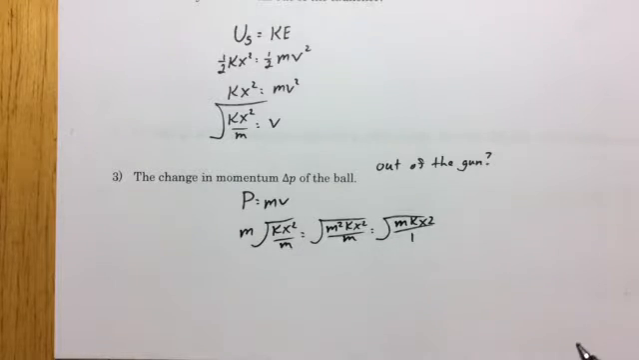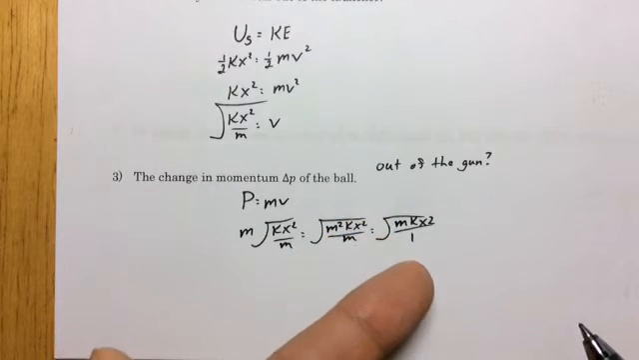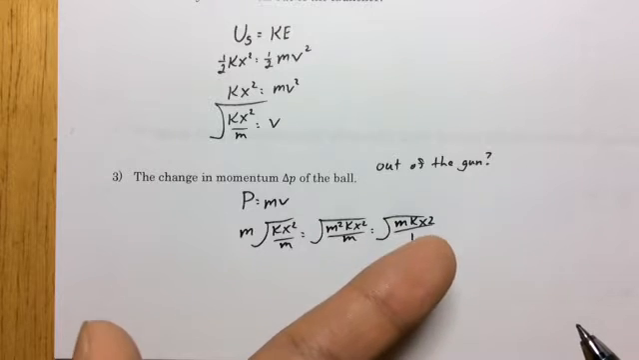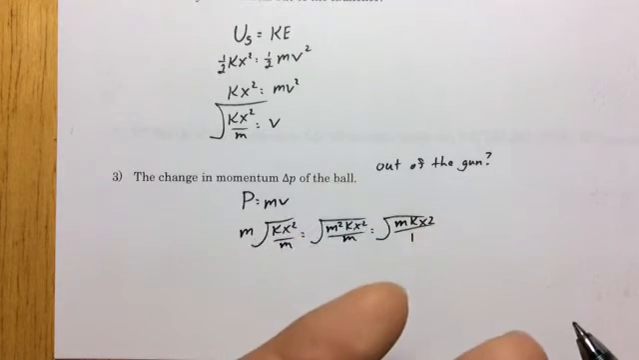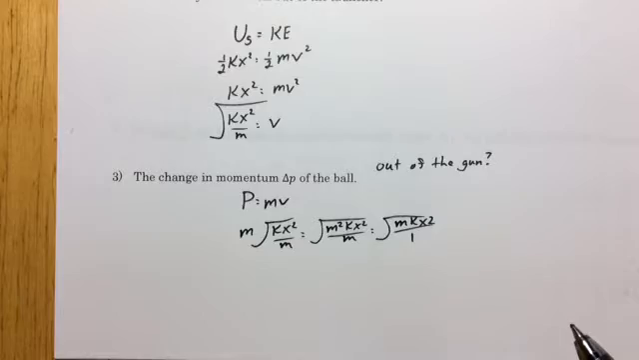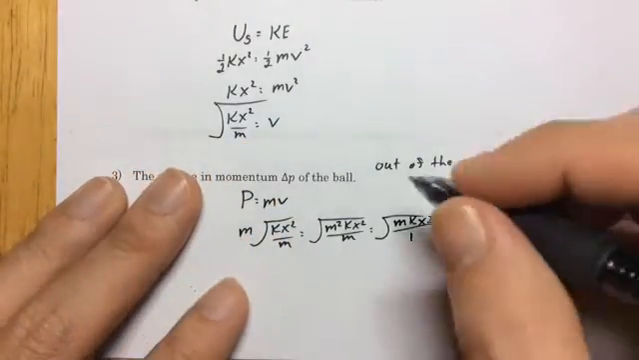Is that what we're talking about? That's the mv out of the gun, right? That's a change in momentum there. But what happens when it hits the wall, right? That could be the other change in momentum.